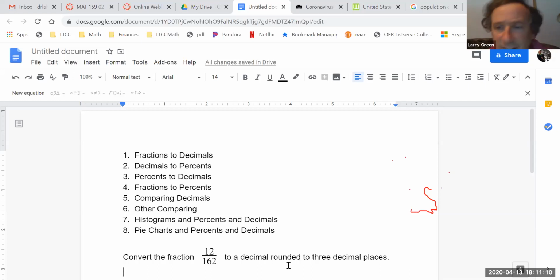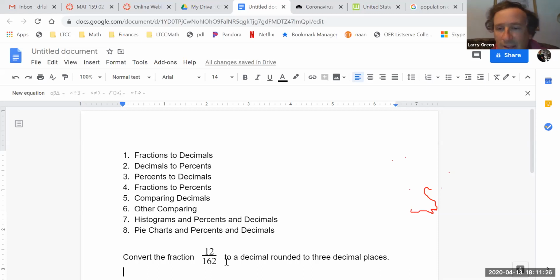Okay, so the good news is this isn't too bad. So Heather, I'm going to finish this and then I'll get to your question, okay? It's weird to stop in the middle. So this isn't too bad. We have 12 over 162. And if we want to turn it into a decimal, it's really easy.